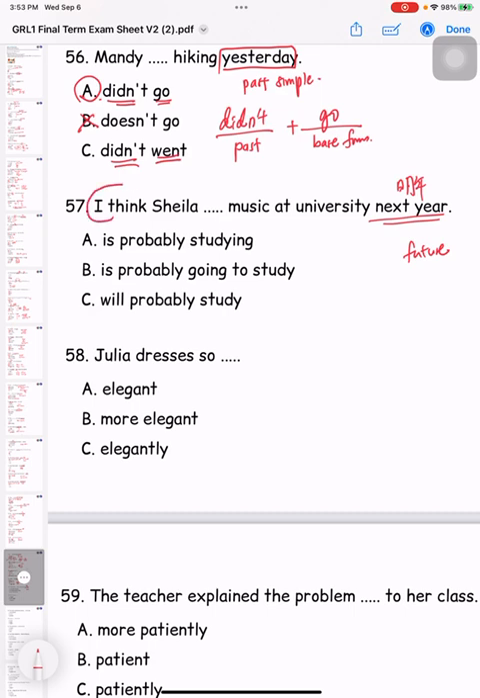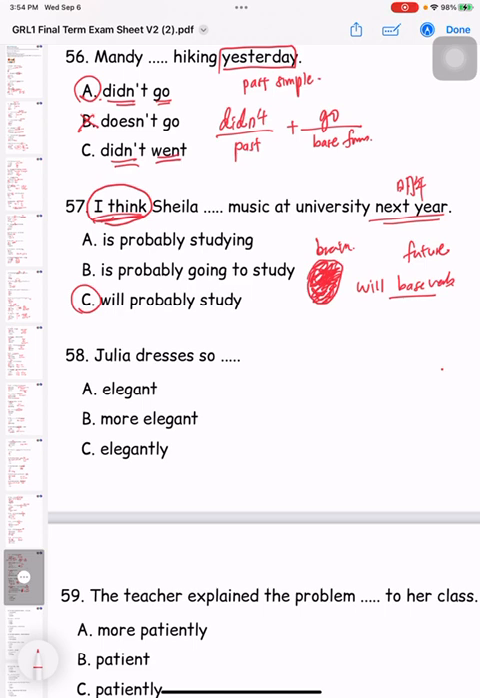So this is something I think. Okay, I'm going to draw a brain here. Sorry, my brain looks terrible. So this is what you think. When you assume something, you believe something, you think of something, this is using your brain, right? When you use your brain to think something is going to happen, 我觉得，我相信, when you see the words I think like this, we need to use the word will with the base verb. So the only answer is C. Will probably study.